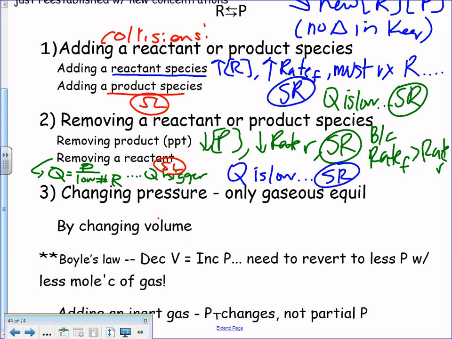So removing a reactant means to shift left, and you know that because you know you want to make more reactants. So I think you know the final answer, you just don't know the explanation to get there, and that's what I'm explaining here.